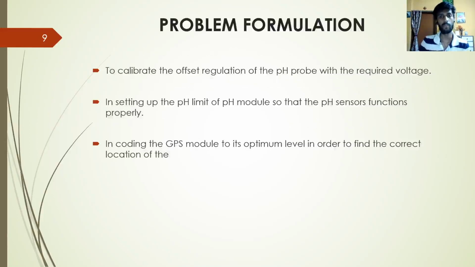So the problem formulation, how we proceeded with this project, was to calibrate the offset regulation of the pH probe with the required voltage. First we took the pH, and it was very difficult to set the offset to its required voltage. So to bring the voltage to its required value, we needed a trial and error method.